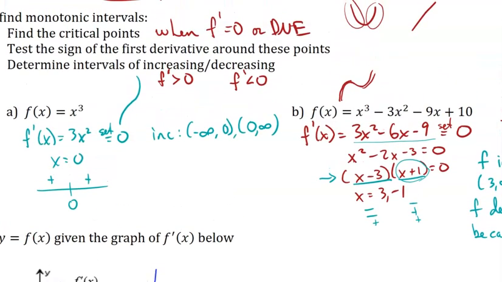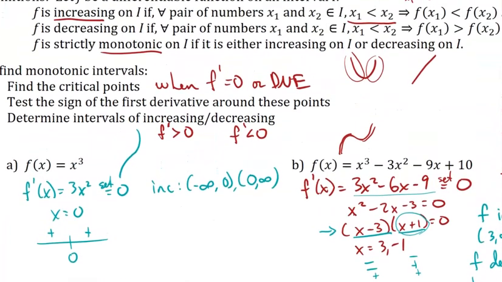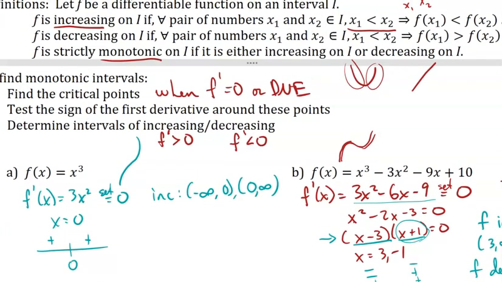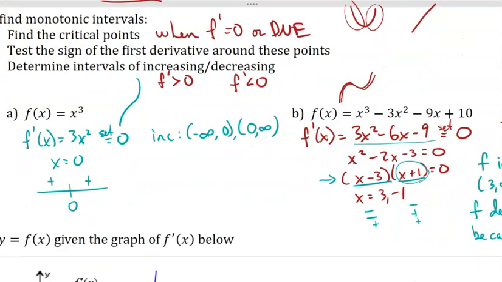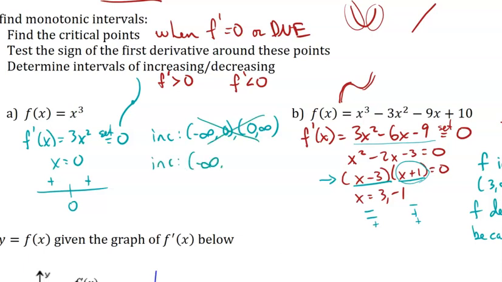Our definition for increasing said, for any two numbers, if the number on the left is less than the number on the right, then the function is increasing. So if I think about what's happening at 0, I didn't really put axes on here, but f of 0 is higher than any point that's to the left of it, and it is lower than any point that is to the right of it. So really, this function is increasing everywhere, meaning I have to include the 0.